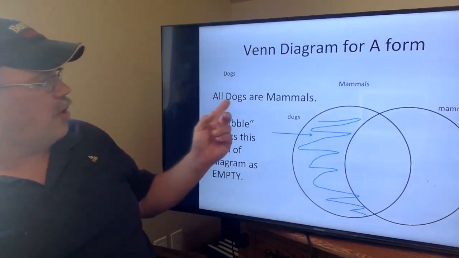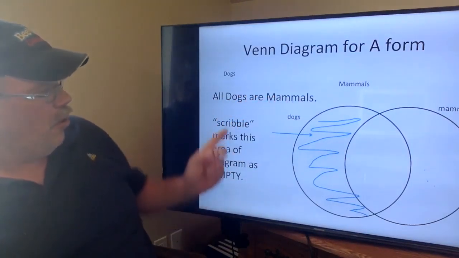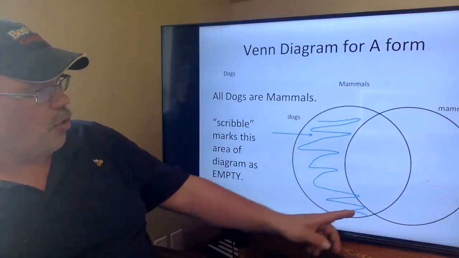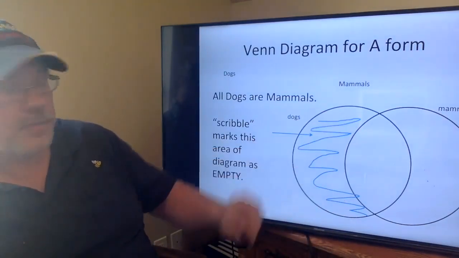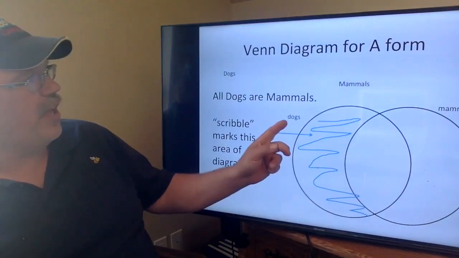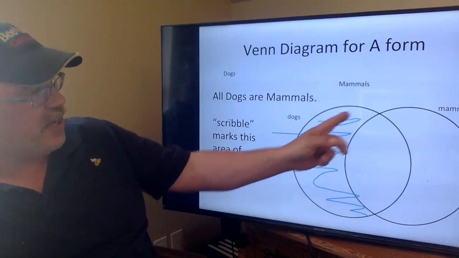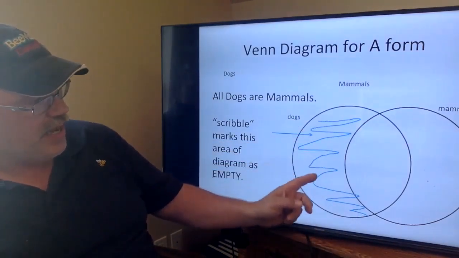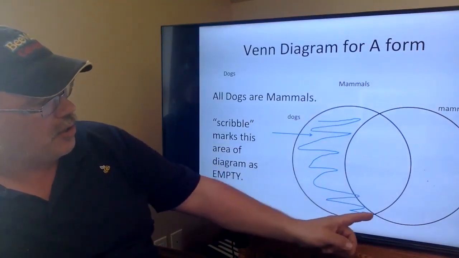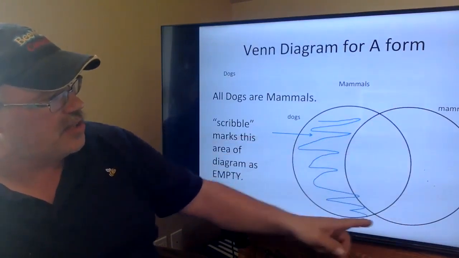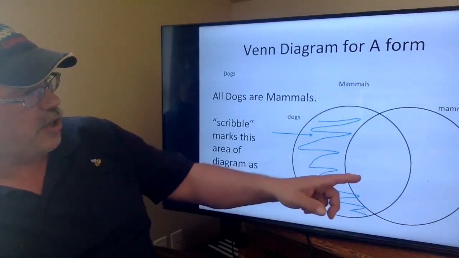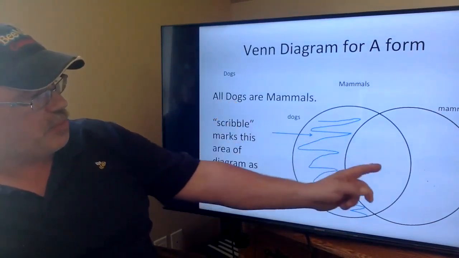So if the statement is all dogs are mammals, we're going to scribble out the empty part. Notice my scribbling here. That shows that this region is empty, so that if there was such a thing as a dog, because it can't be in this scribbled out portion, it has to then be in this open portion. It's still inside the set of dogs, but it is also inside the set of things that are mammals. So notice that this basically says there's no dogs that aren't mammals. Every dog must be a mammal.